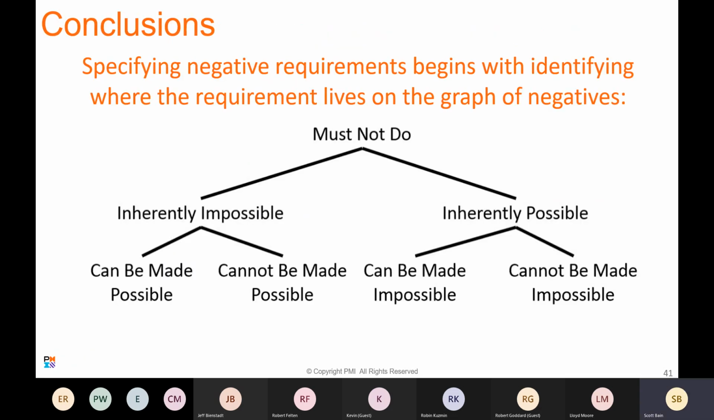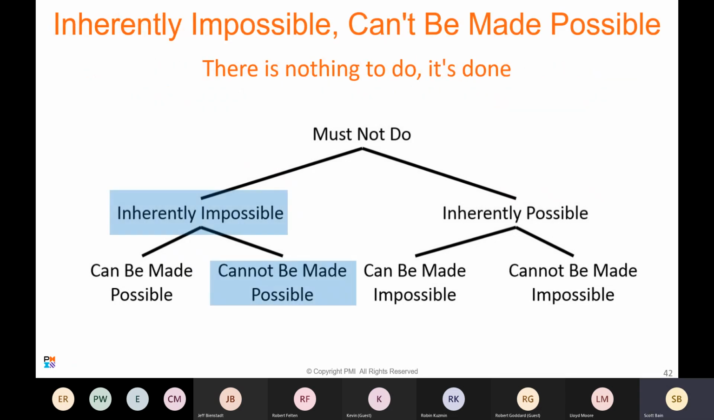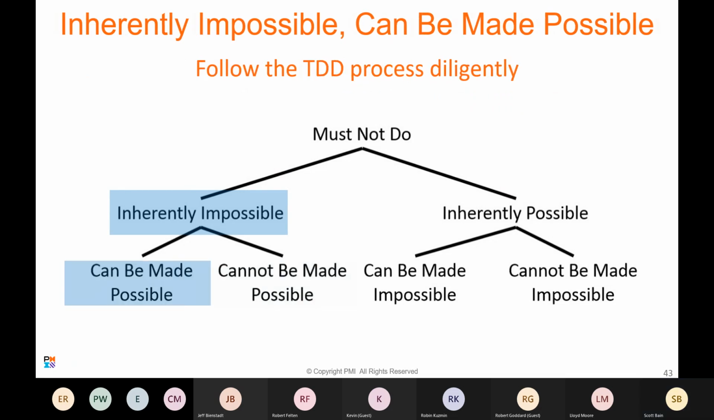Specifying the negative in TDD starts with identifying where that negative lives on the graph. What you do depends on that. Inherently impossible and cannot be made possible, nothing to do. It's done. Inherently impossible and can be made possible, follow the TDD process diligently. It will protect you from mistakes. Remember to think of your test suite as your specification and apply all the rules of good specifications to it.